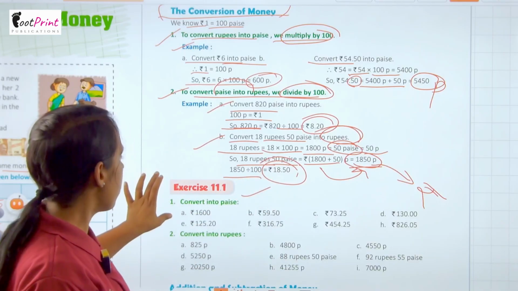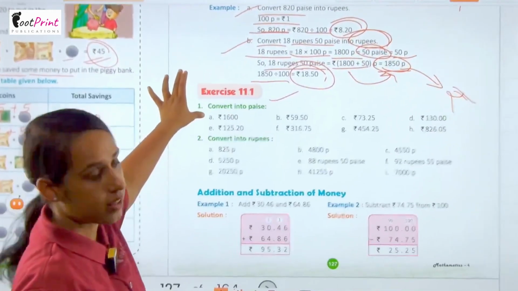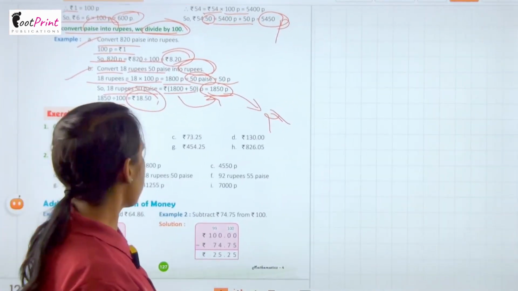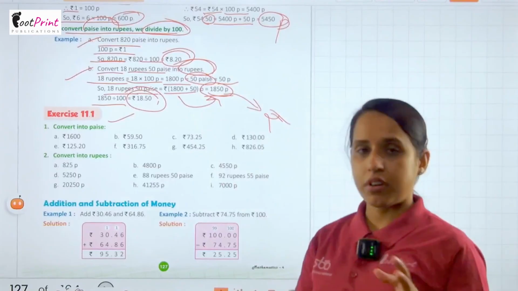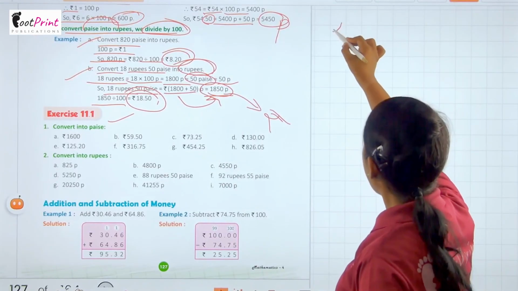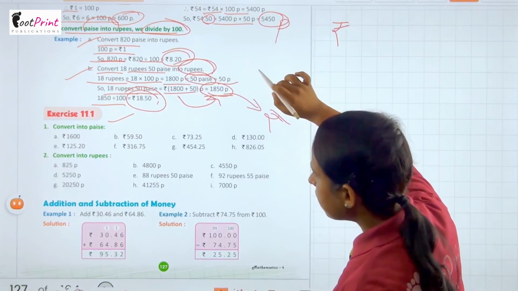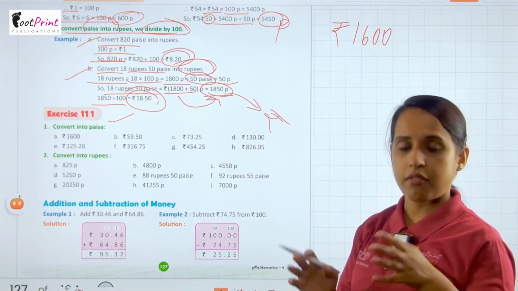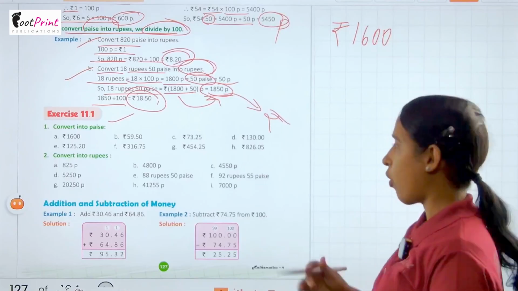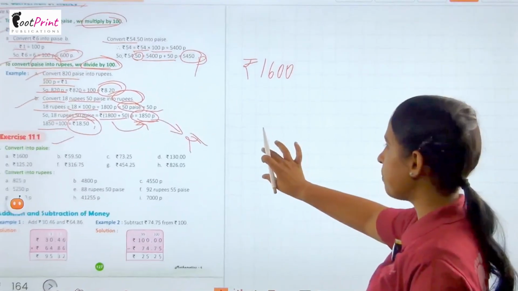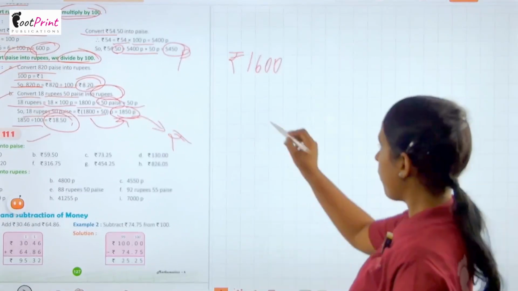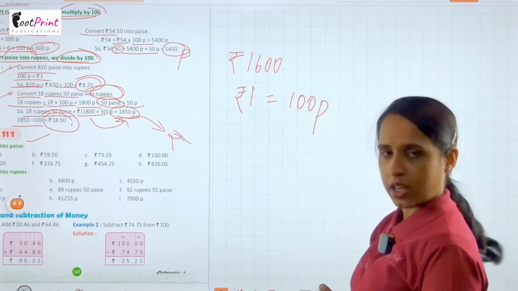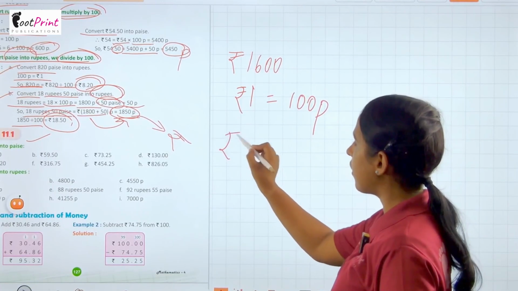Okay, so let's do our exercise here, exercise 11.1. So in this exercise, first question is convert into paise. So here we have 1600 rupees, and we have to convert it into paise. So how do we convert? Let's see here. As we know, 1 rupee equals to 100 paise. Okay, so here is given 1600 rupees.